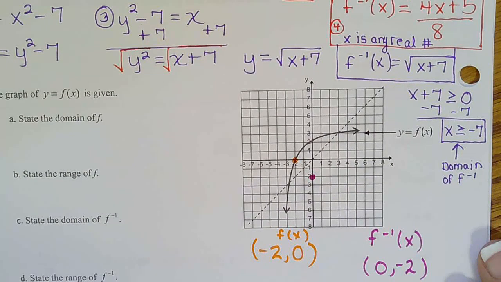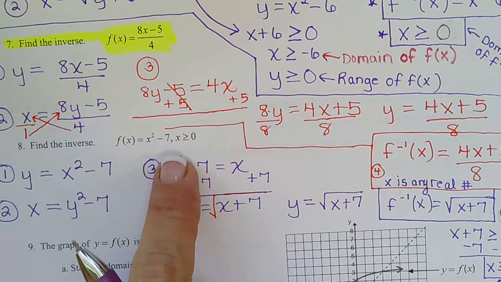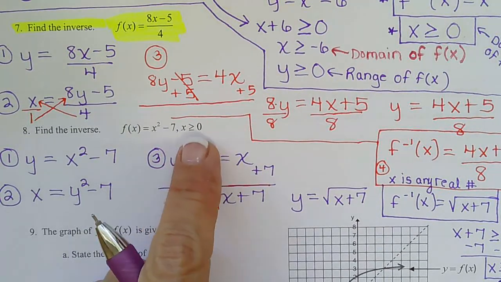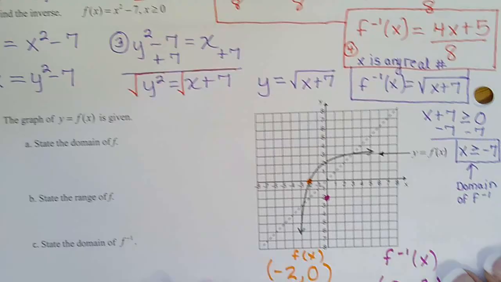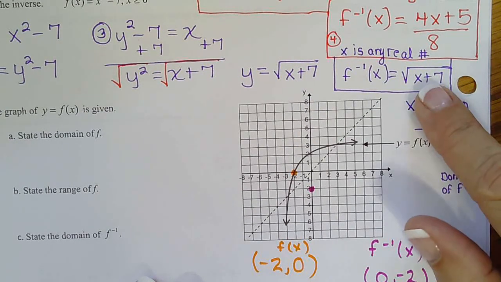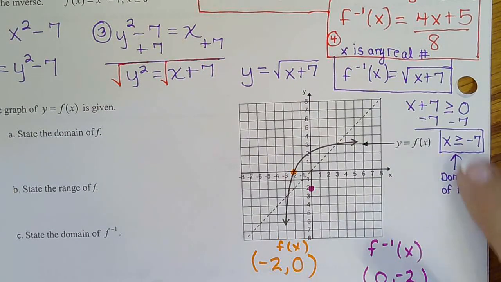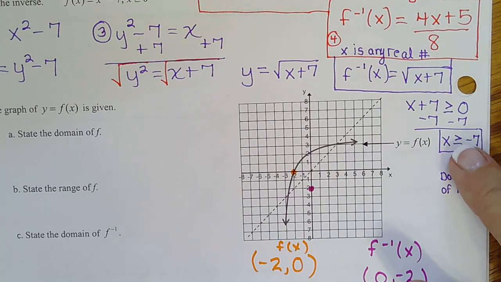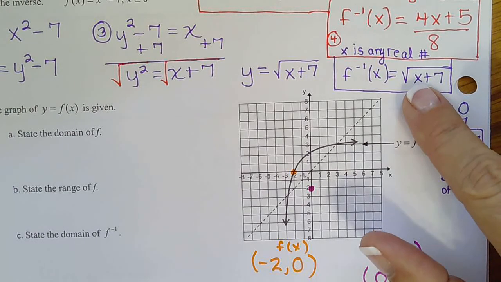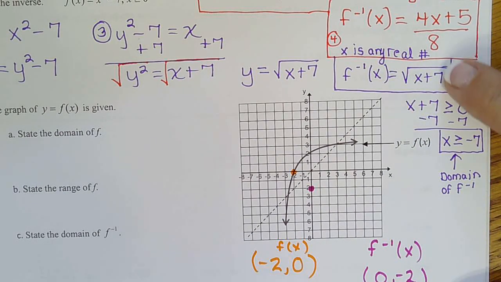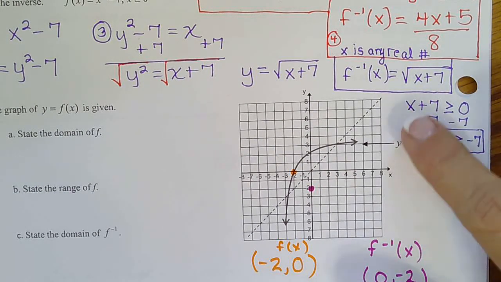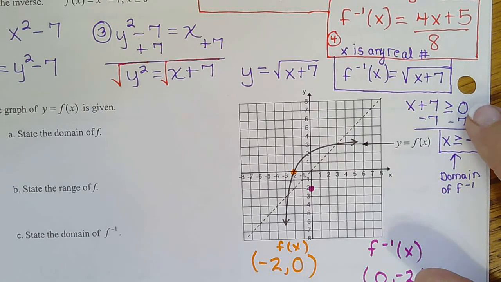And again, why did I have to do it? I didn't have to do it here because they had already done that for us. So they already told us what x could be. But because we ended up with a radical, we have to make sure that radical is a real number. So if I put anything less than negative 7, like negative 8, then I get the square root of negative 1, which is i. So that's why I have to do that every time I have a square root. Take the radicand, make it greater than or equal to 0.